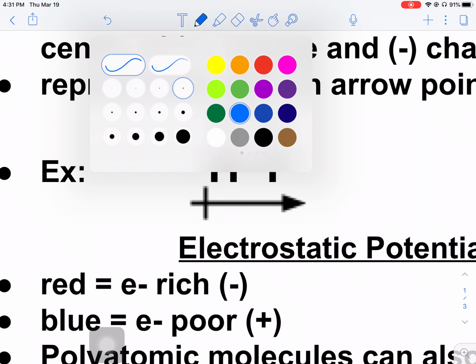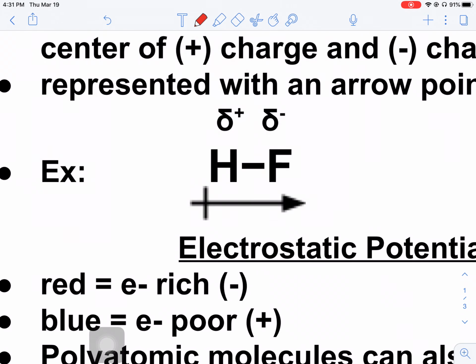If I were to go down to the bottom of the page and look at the electronegativities, I believe hydrogen is at 2.1 and fluorine is 4. So remember, electronegativity is the tendency to attract electrons when forming bonds. The electrons are going to spend more time on the fluorine end of the bond and less time on the hydrogen end of the bond.